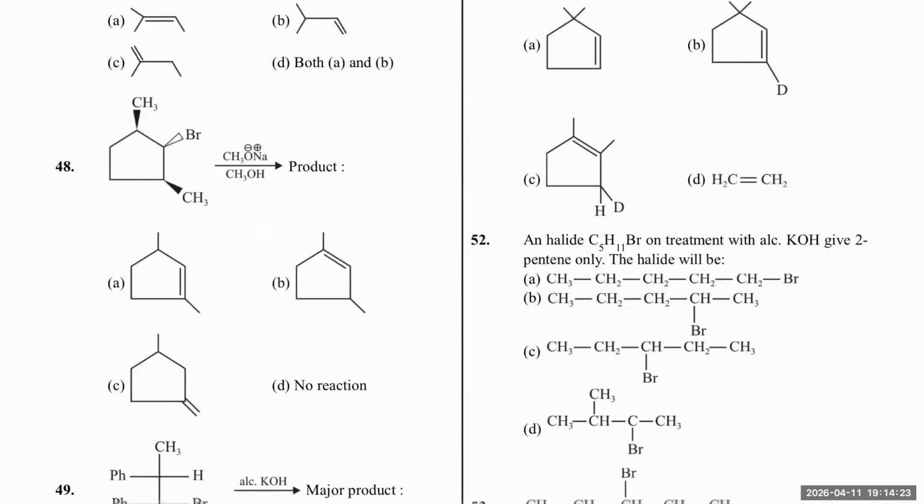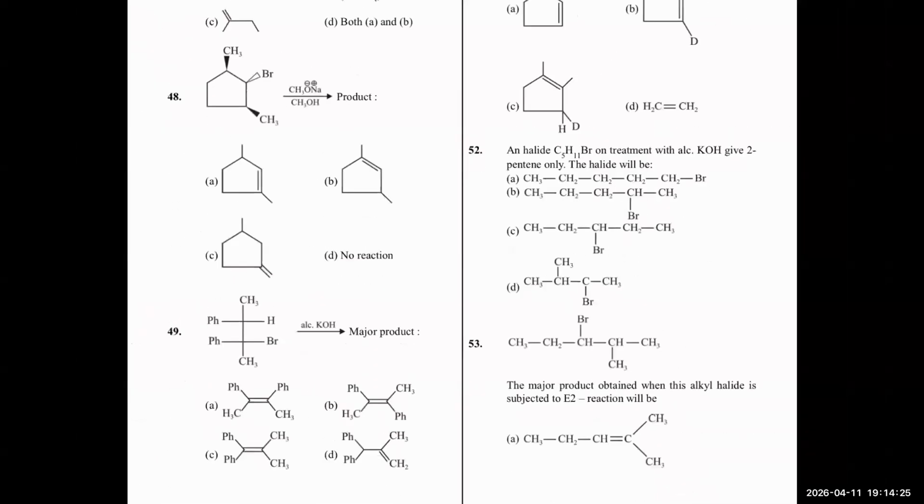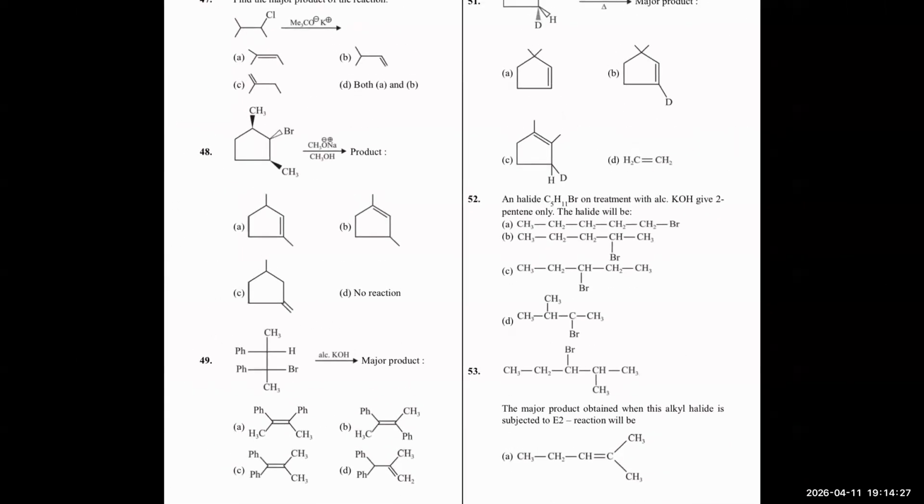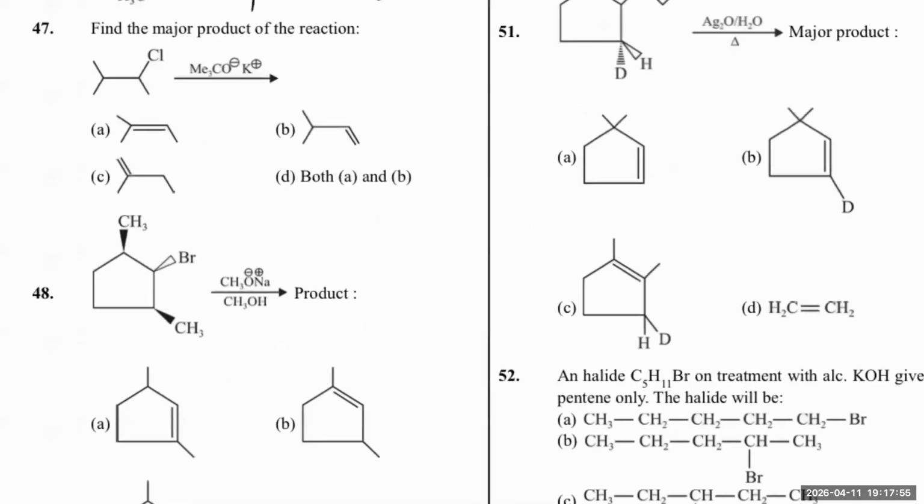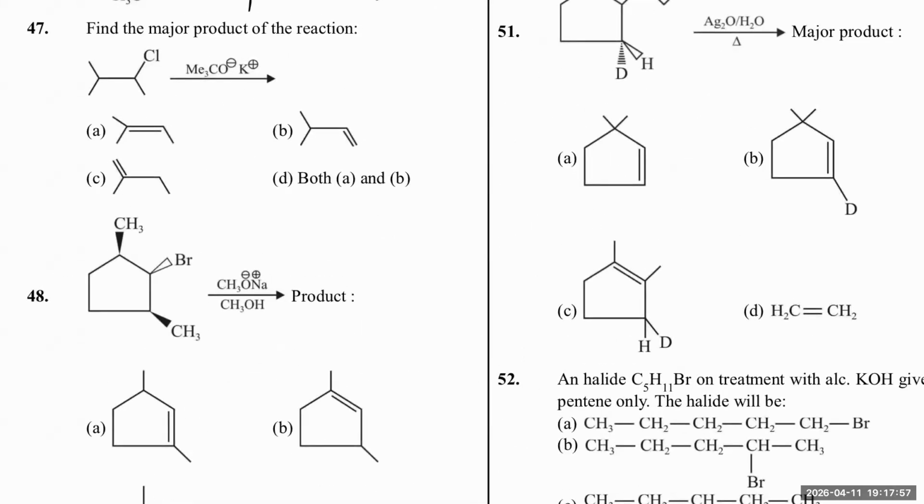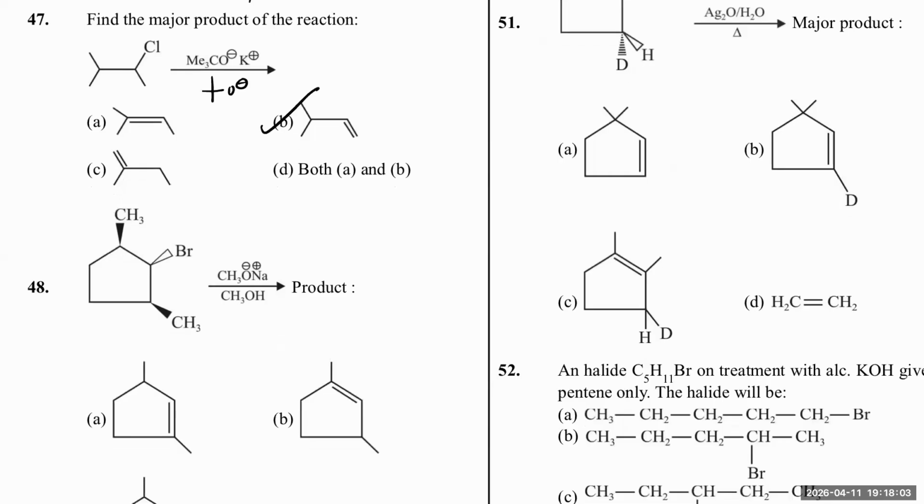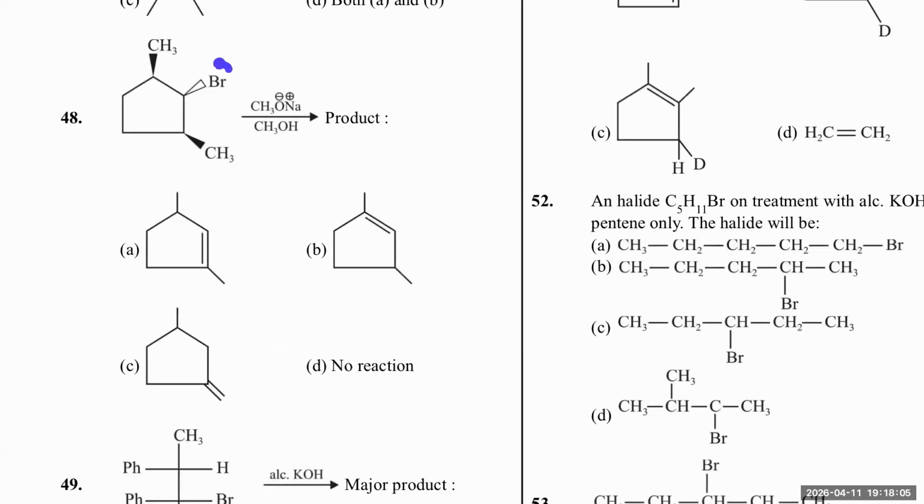Right. So based on that, I would suggest you try 47, 48, 49 once quickly. Try it out. Take the first case. We have a tert-butoxide here. Definitely go for elimination and that too of the Hoffman kind. So B.